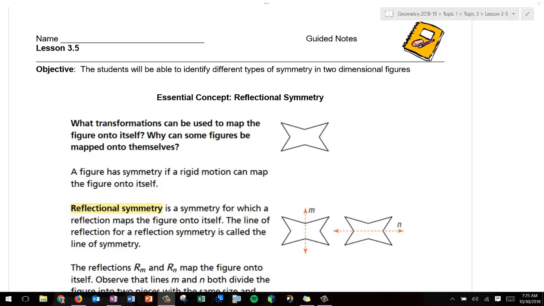Welcome back in. We are in our last video for topic 3. We're looking at symmetry. So hopefully symmetry is something that you guys have seen in the past. It's when you can fold something in half and all of the points line up perfectly. You've used symmetry a lot growing up.